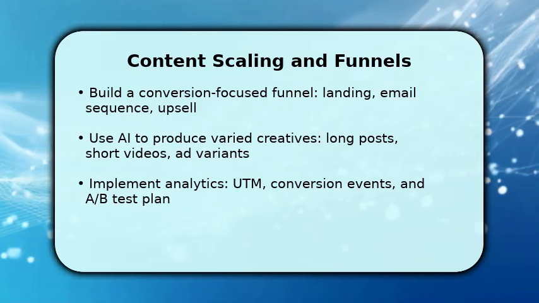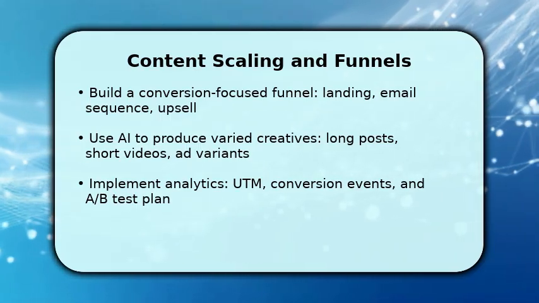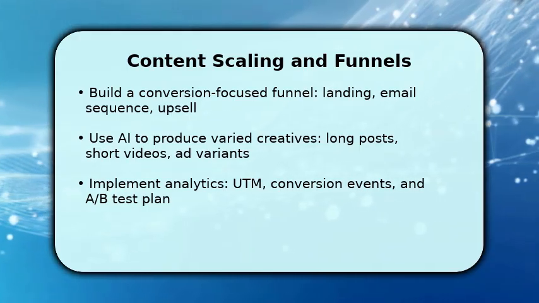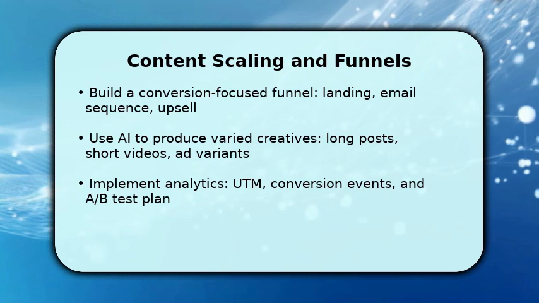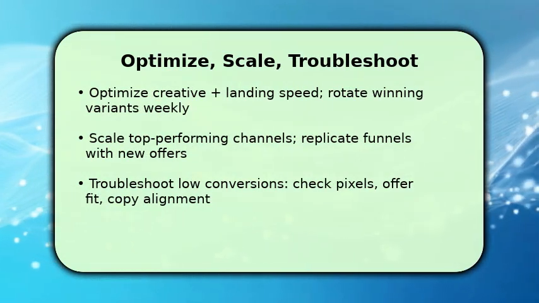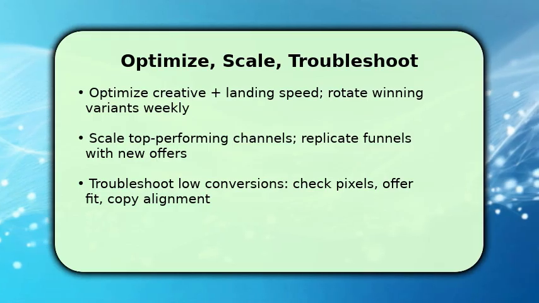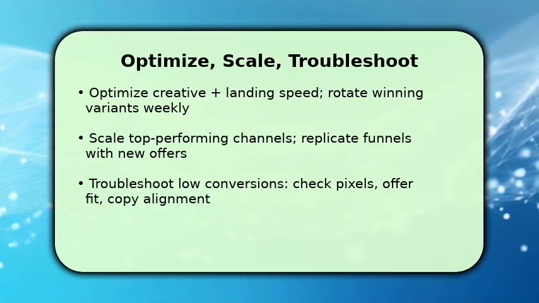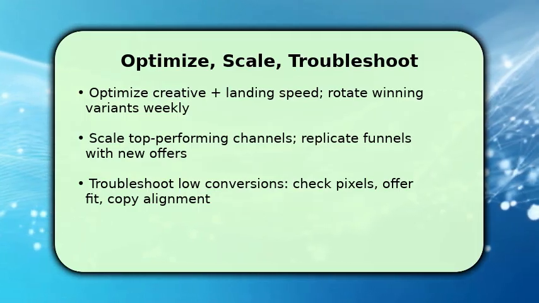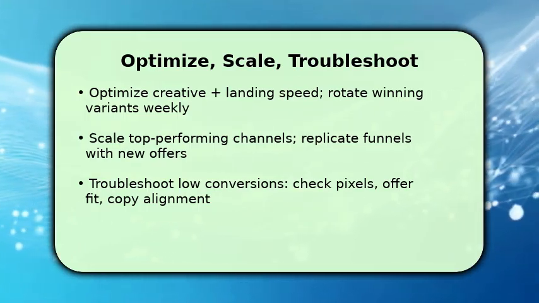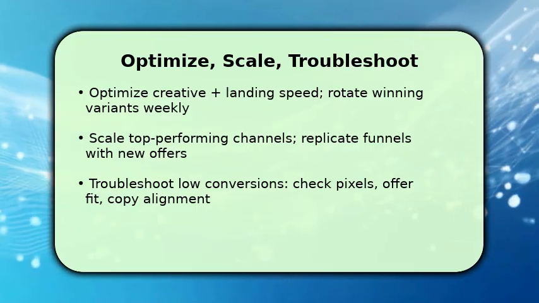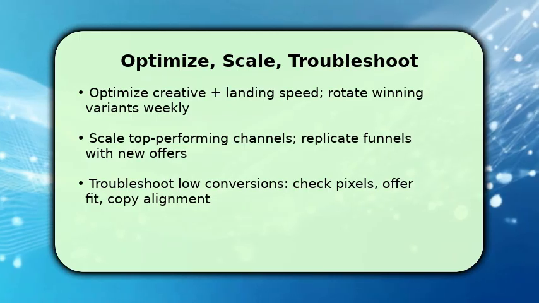Then run structured A/B tests on headlines, creatives, and CTAs, and use AI to generate fresh variants quickly as winners emerge. You finalize by optimizing and scaling. Double down on channels that convert, allocate budget to winners, and use AI to iterate creatives rapidly. Make sure to improve landing load times, refine targeting, and clone successful funnels for adjacent offers. Track ROI and pull underperformers for revision.